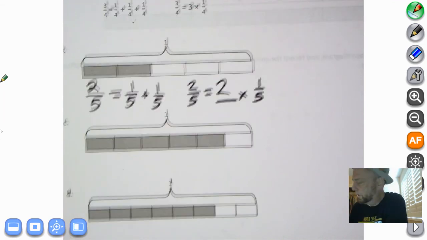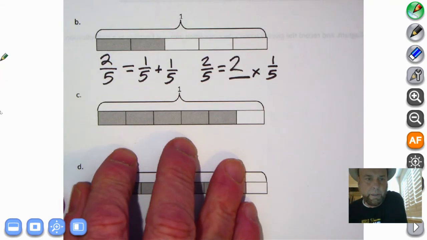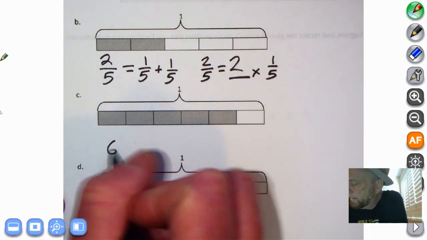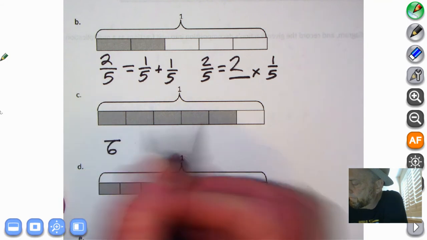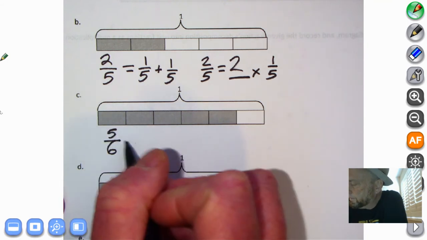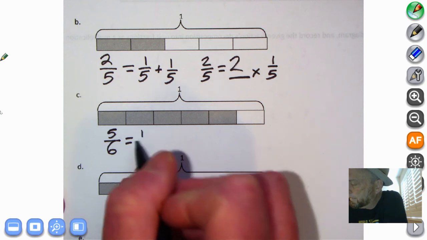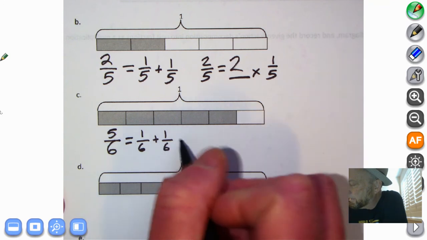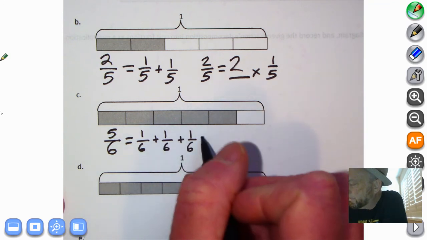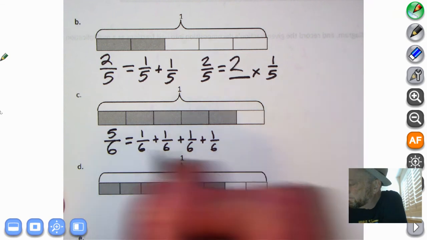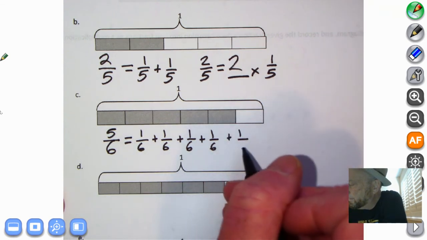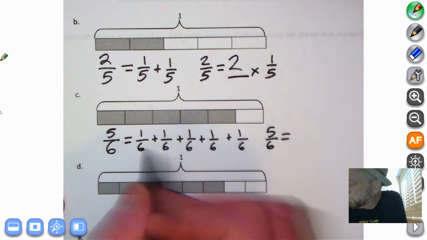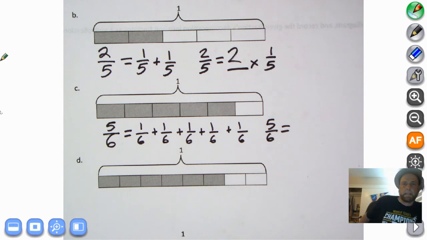Okay, I'm going to get you started on this one. Then I want you to try it on your own. So what do we have here? 1, 2, 3, 4, 5, 6. And how many are shaded? 1, 2, 3, 4, 5. So this is going to equal 1/6, right? Because that's 1/6 plus 1/6 plus 1/6 plus 1/6 plus 1/6. Now I'd like you to do the multiplication sentence on your own. 5/6 equals what? Think about what we just covered and give it your best shot.